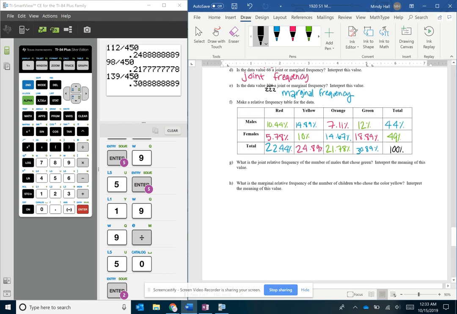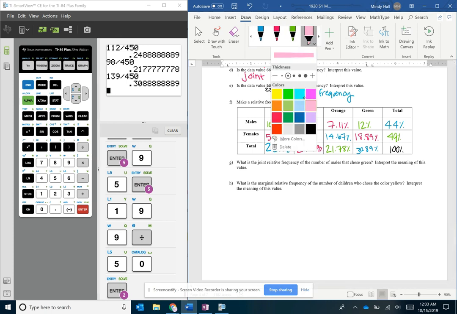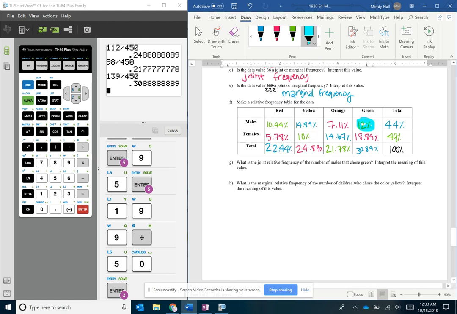So with all this being said, we want to know what the joint relative frequency of the number of males that chose green. So looking at this, males who chose green would be right here in this box. So that would mean that 12% of the people that participated are males who chose green. So then the marginal relative frequency of children who just chose the color yellow, we just look at the total for yellow. That's 24.89%. And voila. Okay.